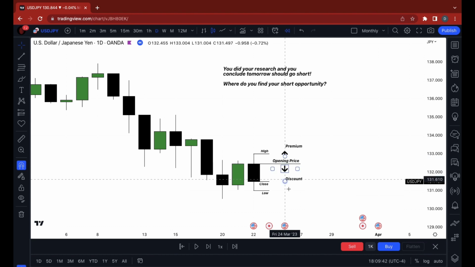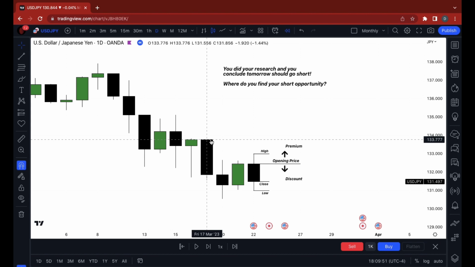There are going to be moments in time where the opening price is the high of the day. You can see here, this candle opens, does not move up into a premium. It just sells right off from fair value.